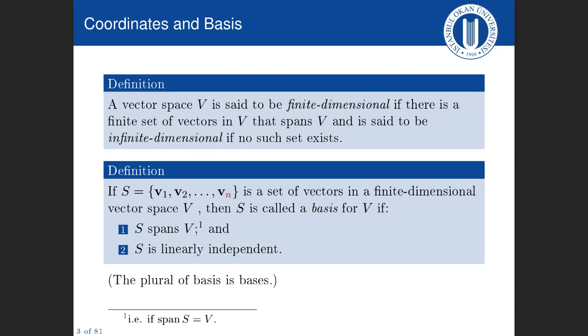If we have a set S of n vectors in a finite dimensional vector space V, then S is called a basis for the vector space V if it satisfies two things. First of all, we need S to span the whole vector space. That means that we need the span of S to be equal to V. And the second thing we need is that S is a linearly independent set. If these two rules are satisfied, then S is called a basis for V. And this is one of the important definitions in this course. Make sure that you learn this one.